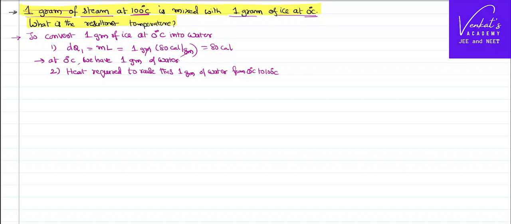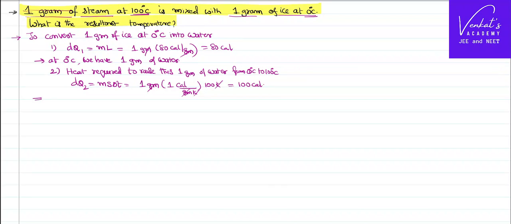So how much of the heat required? When there is a change in temperature, the amount of heat required is basing on the definition of specific heat, ms delta T. M is 1 gram of water. Specific heat of water is 1 calorie per gram per Kelvin. Delta T is 0 to 100, that is 100 Kelvin. This Kelvin gets cancelled, gram and gram will get cancelled. So what is remaining is 100 calories.